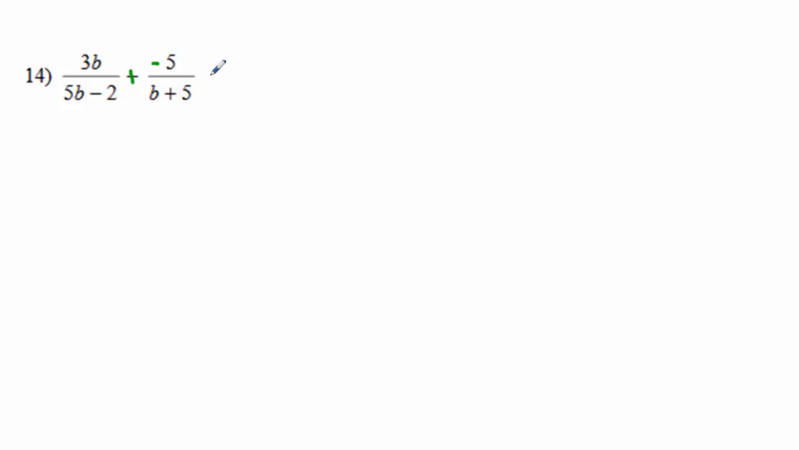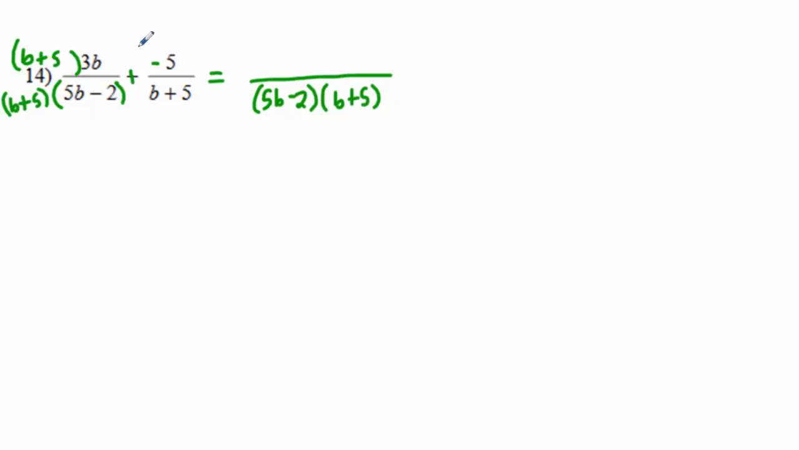Now, we need a common denominator. So we need 5b minus 2, and we need b plus 5. Which means our first fraction is going to get multiplied by b plus 5, and our second one is going to be multiplied by 5b minus 2.